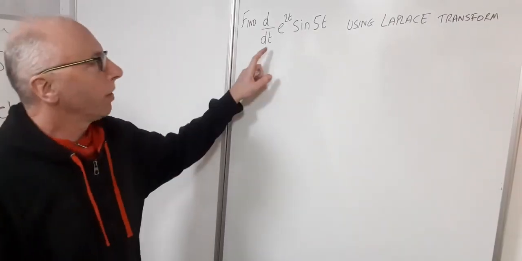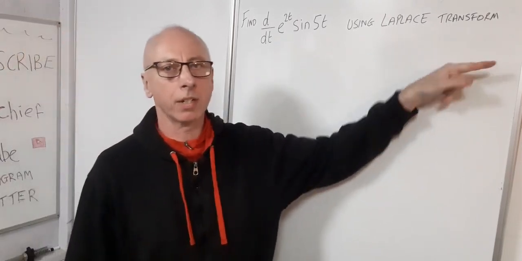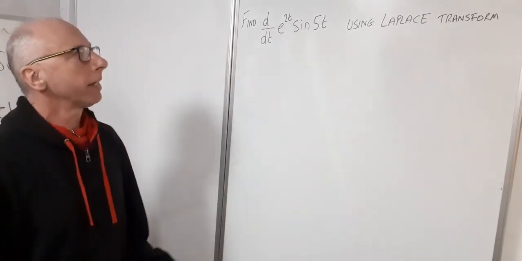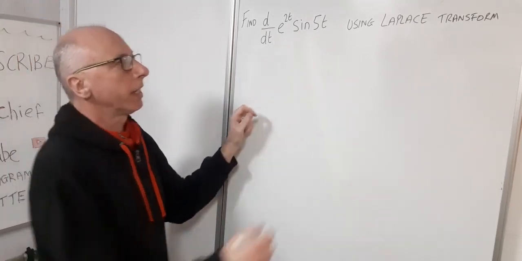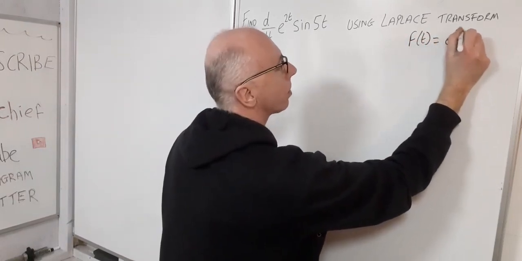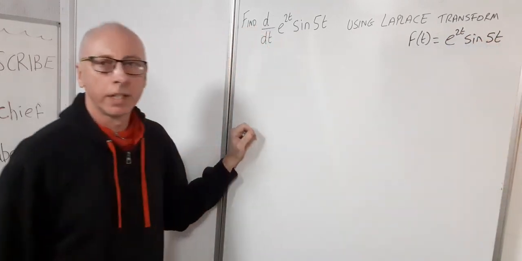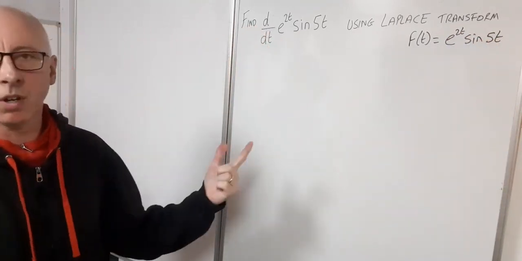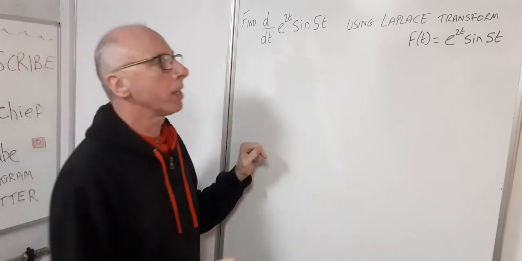So in this video we're going to find the derivative of e to the 2t sine 5t using Laplace transform. Now our function here, e to the 2t sine 5t. Let's just write that down to start with. f of t is e to the 2t sine 5t. Now in previous videos we've gone over this one a few times, so check the link below. I'll show you how we come about this result.